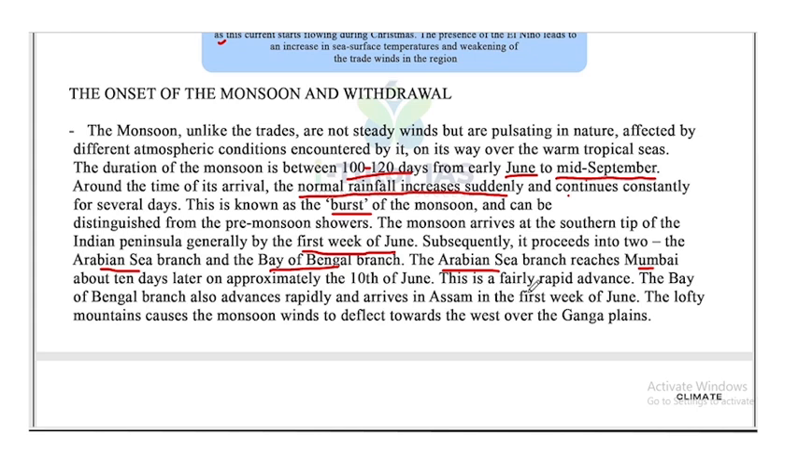This is a fairly rapid advance. The Bay of Bengal branch also advances rapidly and arrives in Assam in the first week of June. The lofty mountains cause the monsoon winds to deflect towards the west over the Ganga plains.